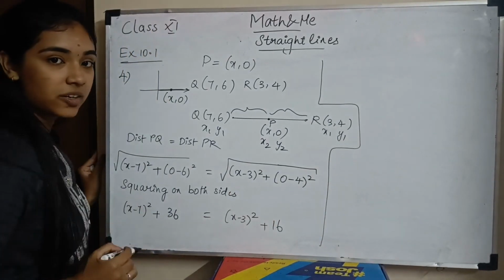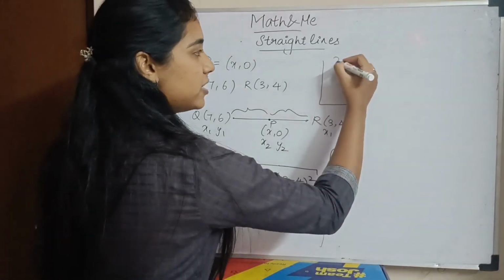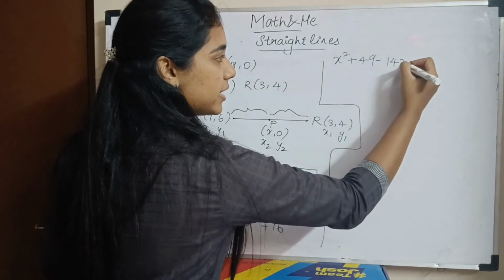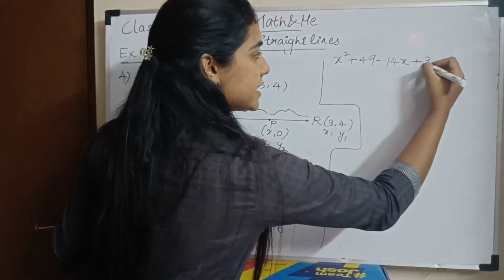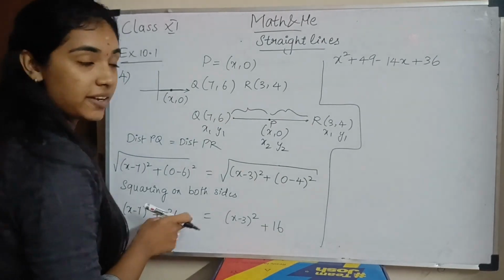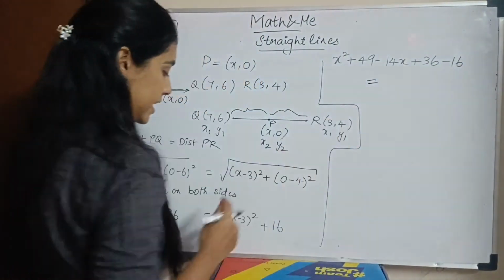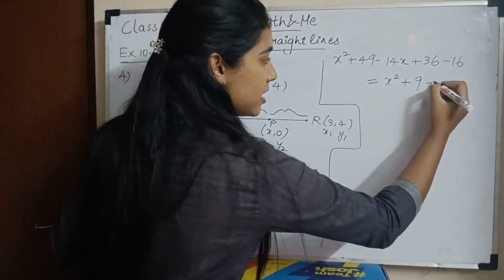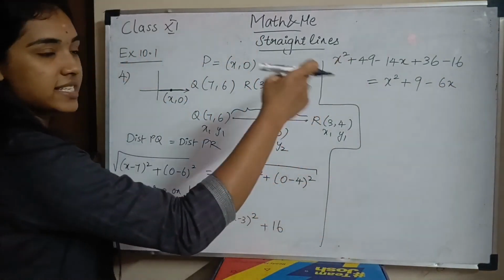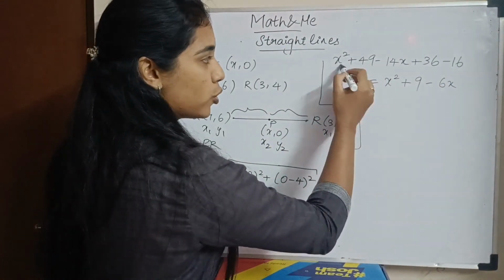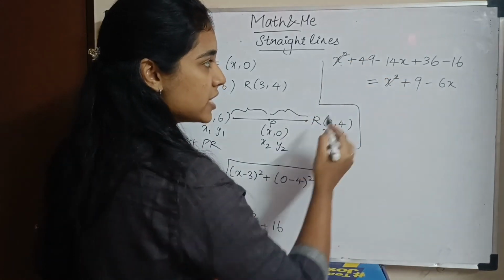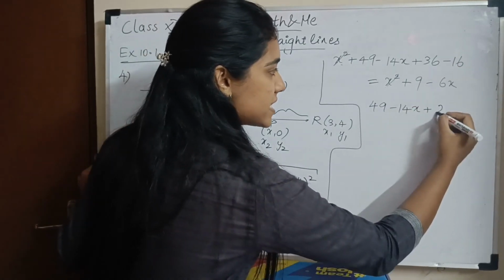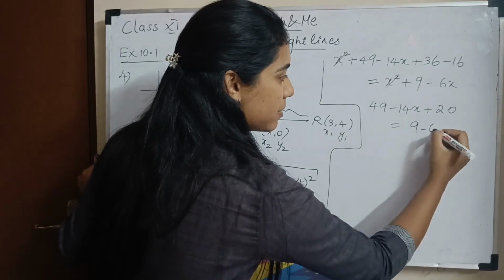Next step, I'm going to open this particular square. So x minus 7 whole square is x square plus 49 minus 14x, plus 36. I'm going to bring the 16 to the left hand side, so it's minus 16, equals, what is on your right hand side? x minus 3 the whole square, so it's x square plus 9 minus 6x. The 16 is taken to the left hand side. So what do you have? x square on both sides of the equal to sign, so x square goes off. You have 49 minus 14x plus 36 minus 16, which is 20, equals 9 minus 6x.